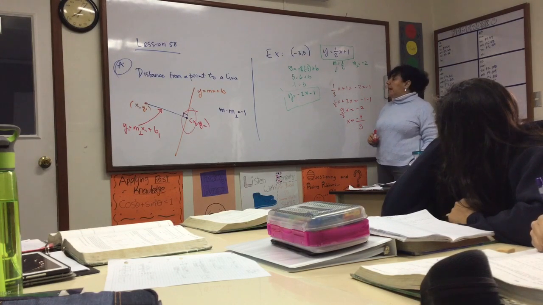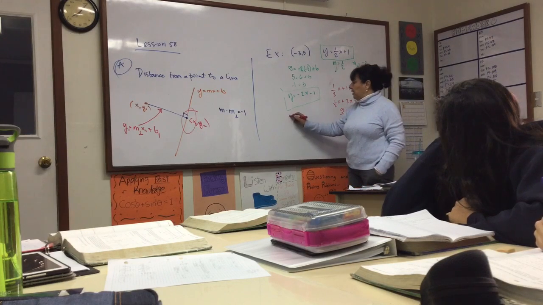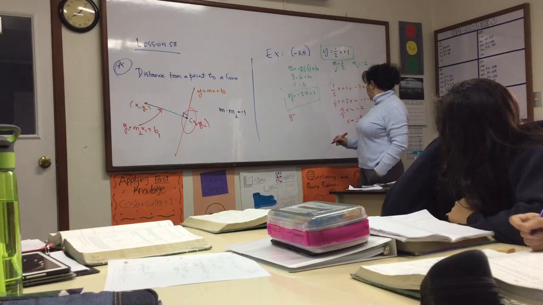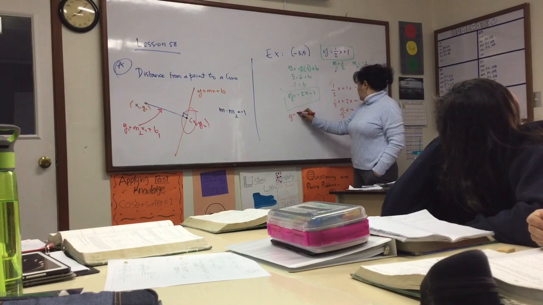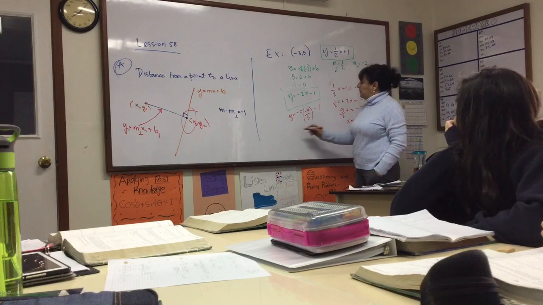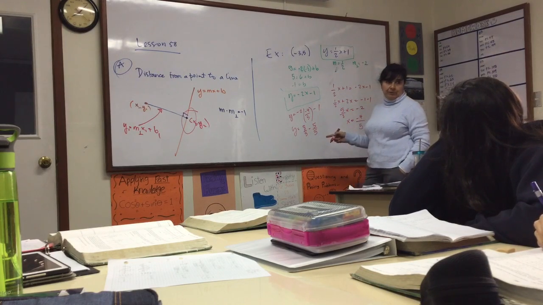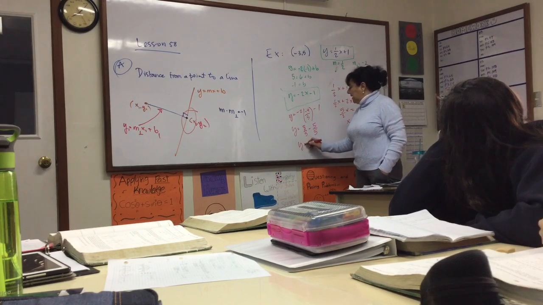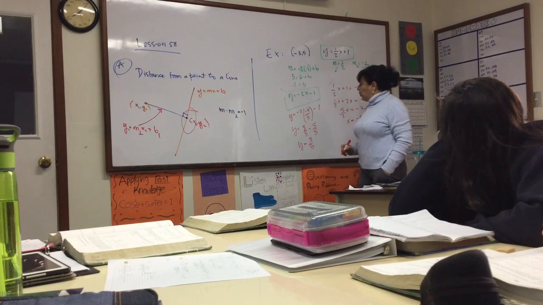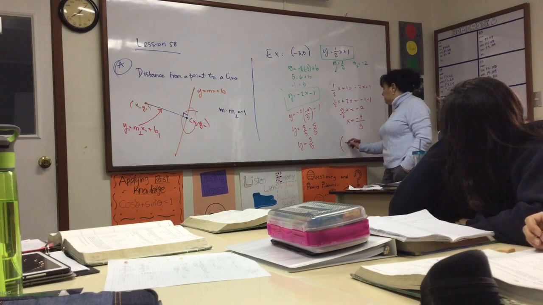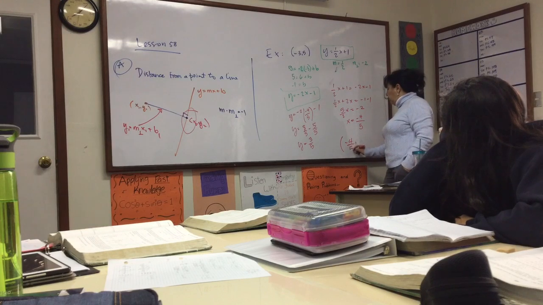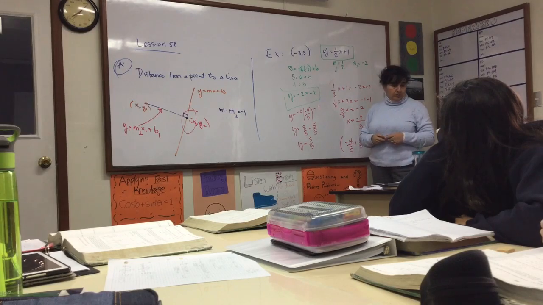That's the first one. And how much is the y? Well, you substitute here. Y equals minus 2 times minus 4/5 minus 1. 8/5 minus 5/5. I just changed the 1 to 5/5 so we can go faster. Y equals 3/5. So I now have my point, which is minus 4/5, 3/5. Okay? What do I do with that point now?